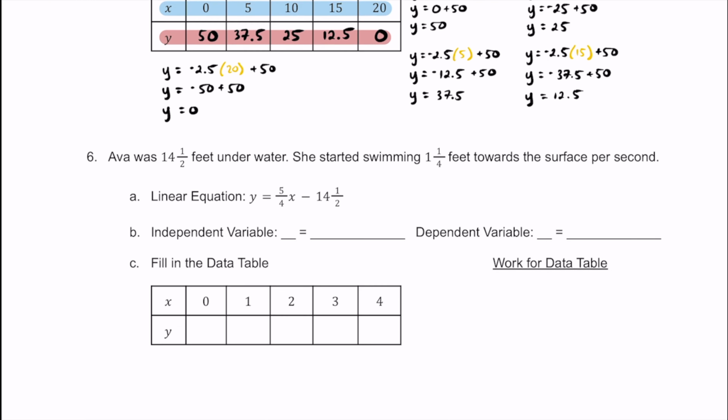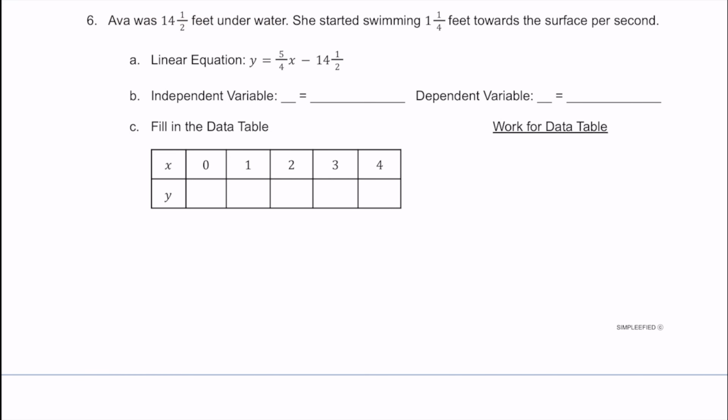Here's one final problem. Let's check out number 6. In this problem, Ava was 14.5 feet underwater to begin with. Then what happens? It looks like she's going to start swimming towards the surface 1.25 feet every single second. So she's making her way towards the surface, and she's getting shallower and shallower towards the surface of the water. Here we have our linear equation, which is y is equal to 5/4 x minus 14.5, and this 5/4 is equivalent to this 1 and 1/4, just different versions of the same thing.